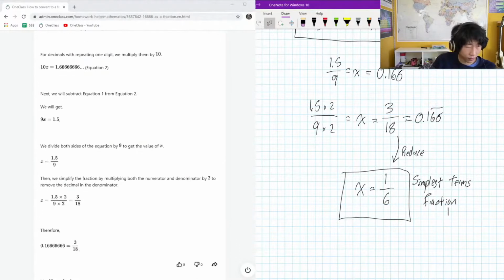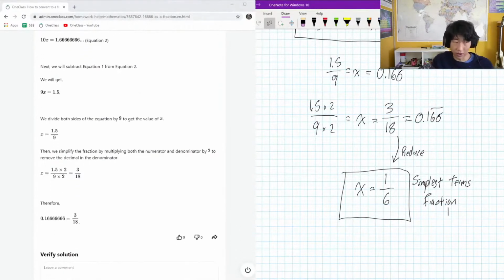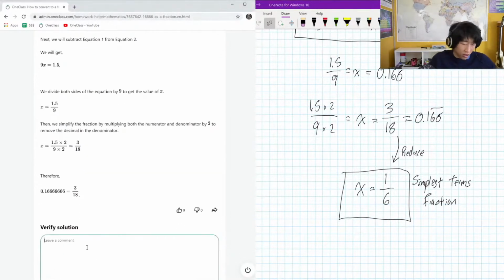So this is valid, but you could reduce it. But 3/18 can be reduced to 1/6.